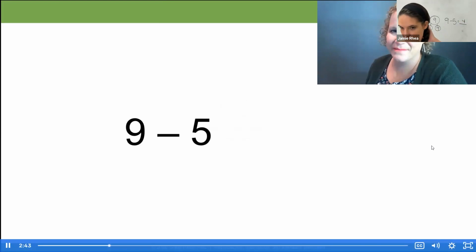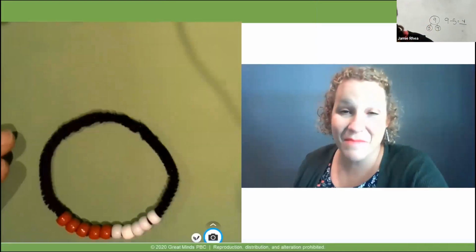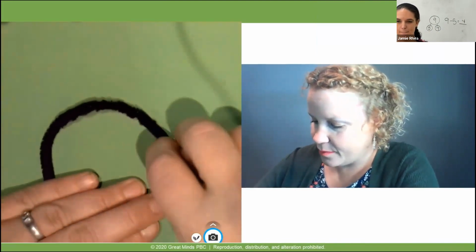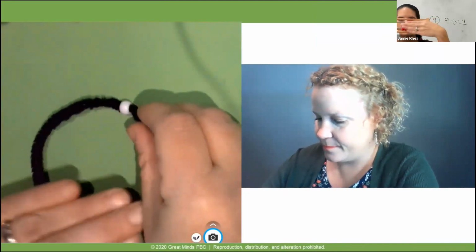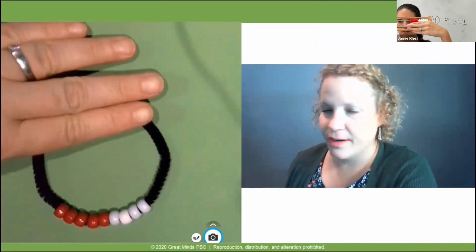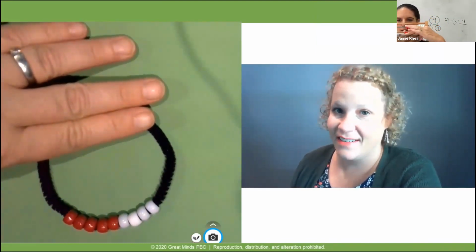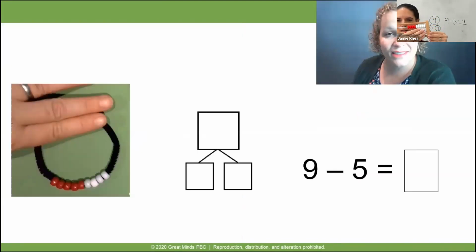Let's try another one. 9 minus 5. Let's slide one of these beads all the way to the top and cover it up. Now, our total to start with is 9. Use your Rek and Rek bracelet to solve 9 minus 5, then fill in a number bond and write a number sentence. Push pause so you have time to work. And when you come back, we'll compare.